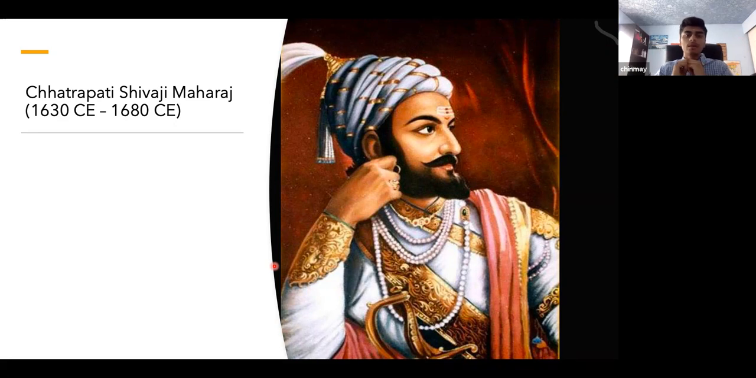Aurangzeb is not remembered well because, unlike his predecessors, he reverted back to the old Islamic invasion practices. He reinstituted the tax that non-Muslims would have to pay just for their religion. He also continued his campaign of forcible conversions. These forcible conversions and destruction of Hindu temples happened all across the board.